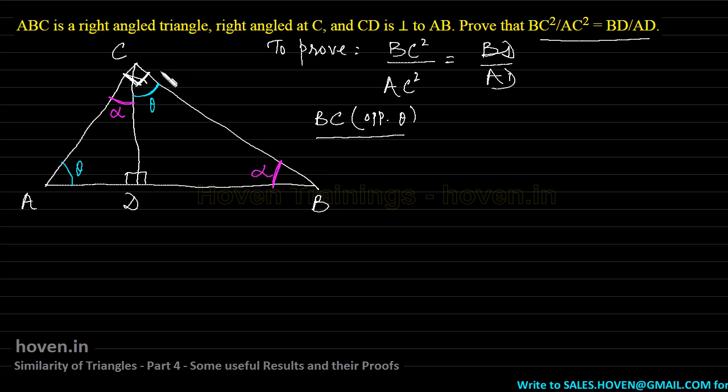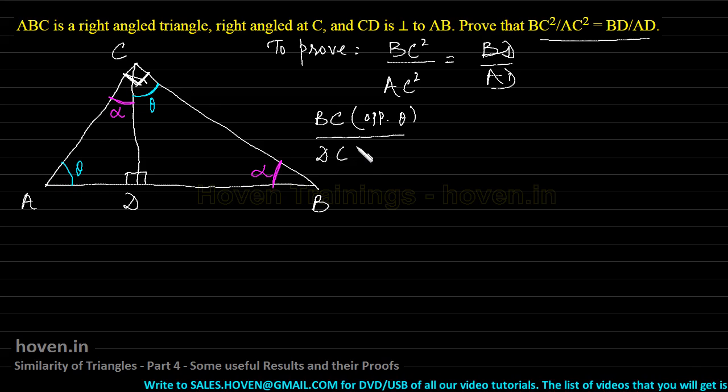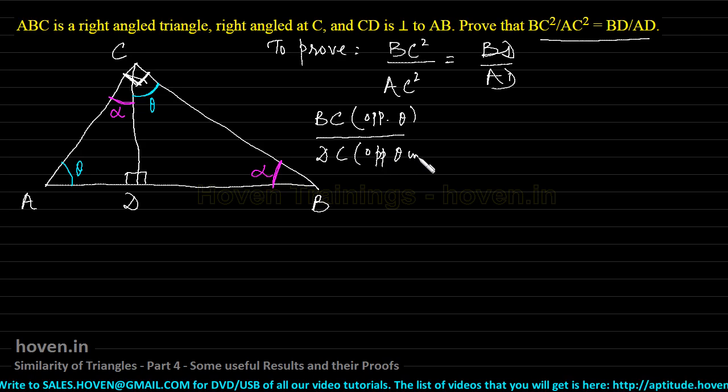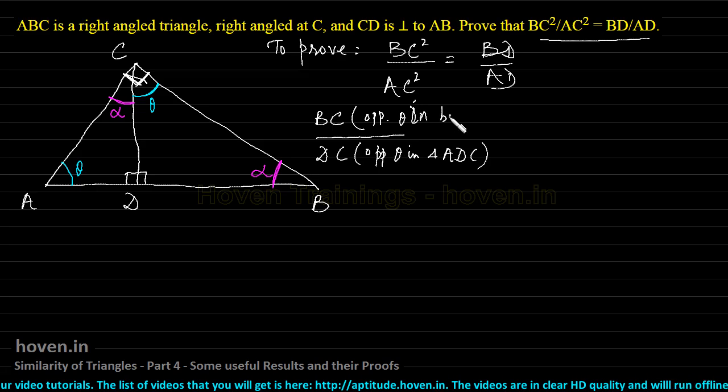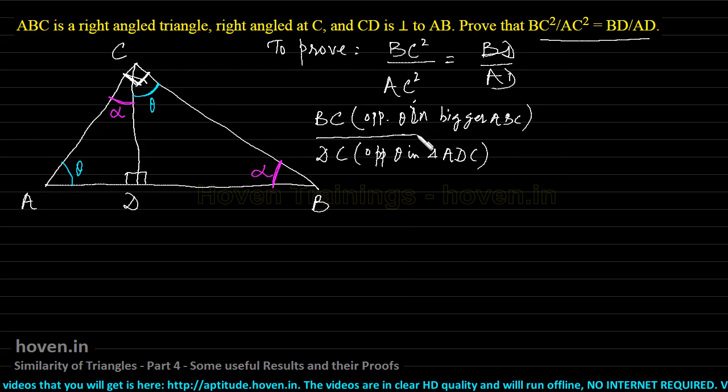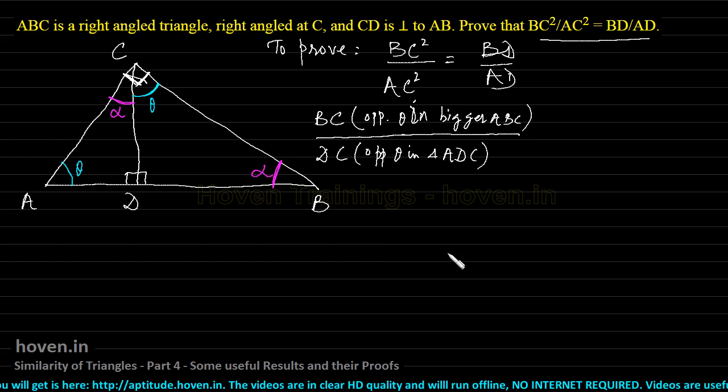So BC is opposite theta for the outer triangle, and in the smaller triangle on the left side, the side opposite to theta is DC. Therefore, BC by DC, opposite theta in triangle ADC. I have just written it for our reference, opposite theta. I will write it also in bigger ABC. So this is one thing that I have.